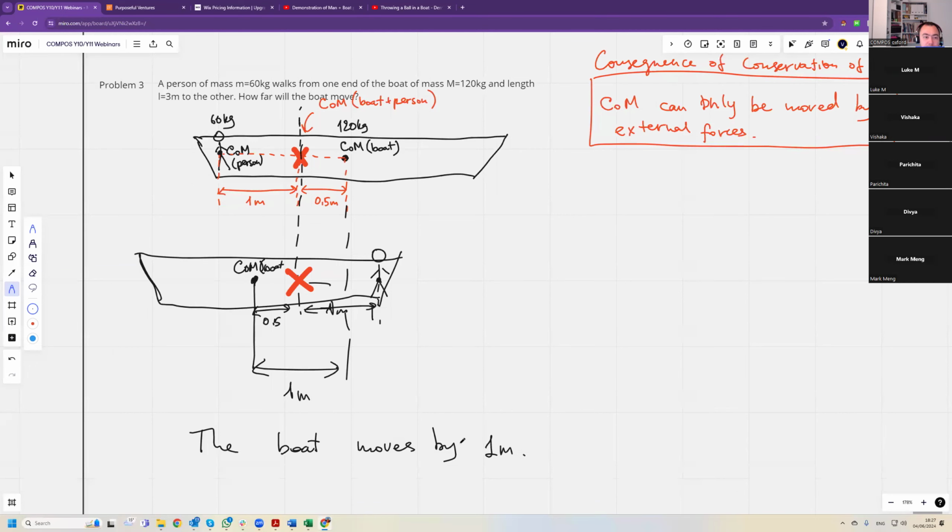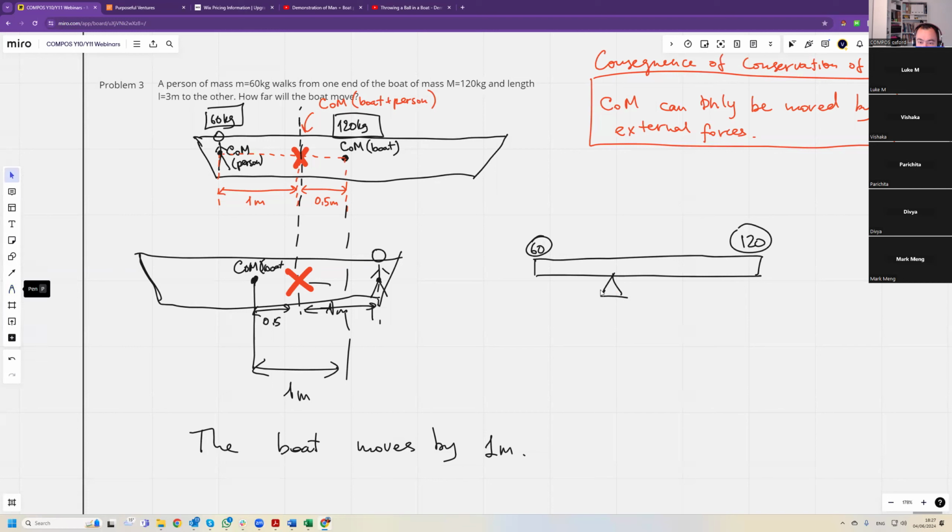Why is it exactly a third though? A third because it's 60 kilograms and 120 kilograms. And if you think about it, what would it take to balance two people on a seesaw? One is 120 kilograms and one is 60 kilograms. It's the other way around. Where would you put the pivot? And it turns out you would put the pivot exactly 1/3 of the way, because if the whole length is L, this would be L over 3, and this would be 2L over 3. Does that make sense?